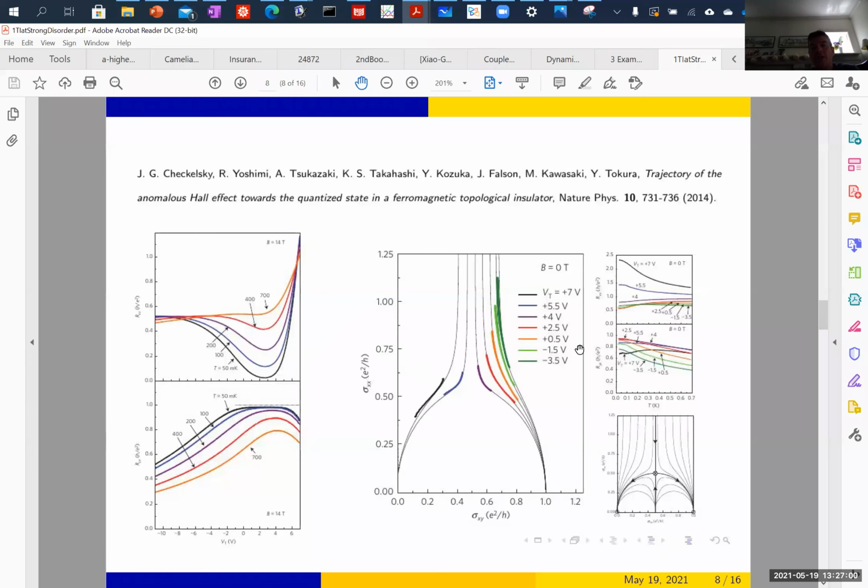Interesting to mention, this is 2014, so the anomalous Hall effect samples were perfected in 2013. Quantum spin Hall and the TRS stabilized topological insulators have been around since 2007, 2008. However, no such evidence for such a critical point has been found in experiments.